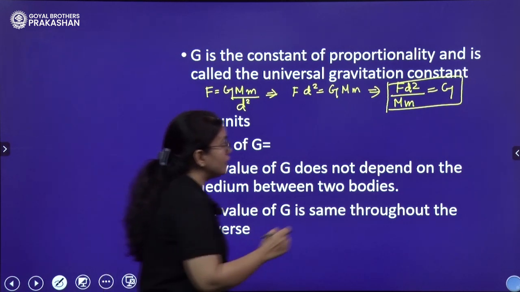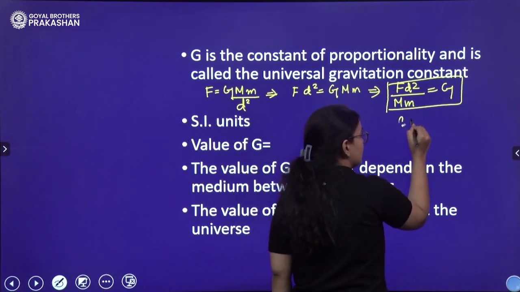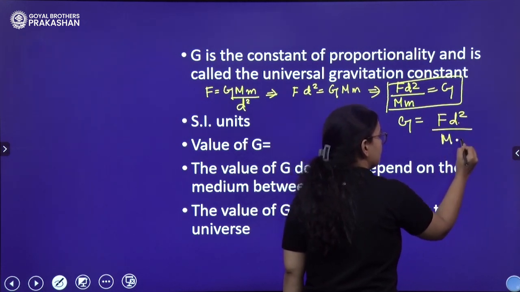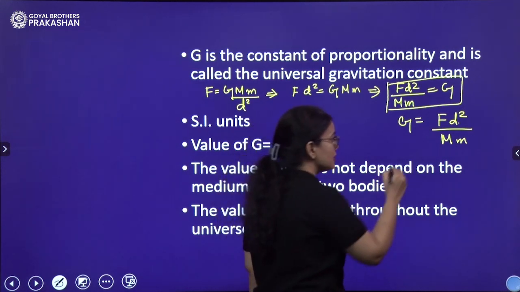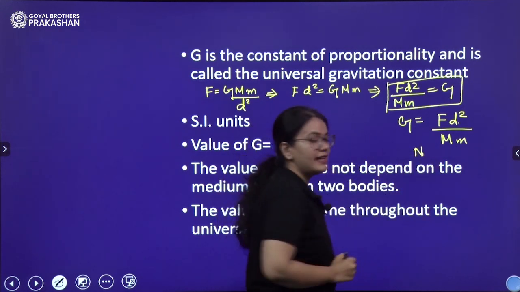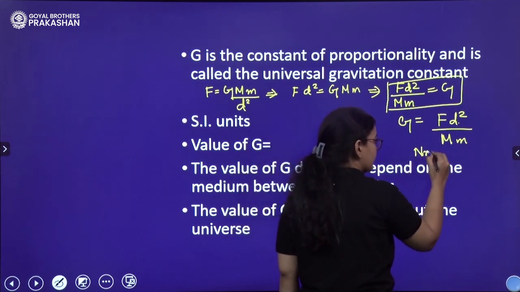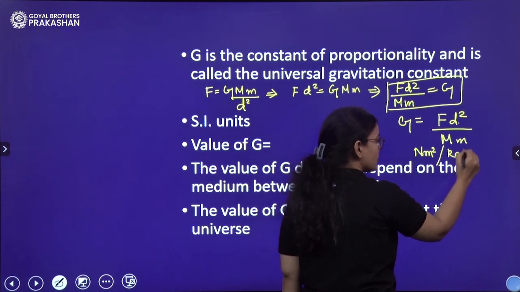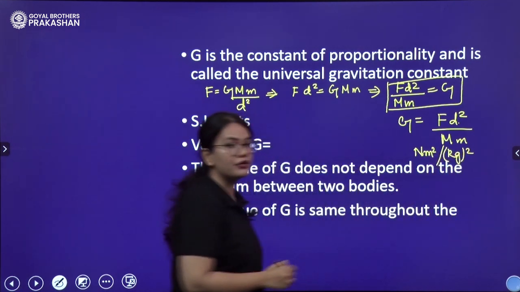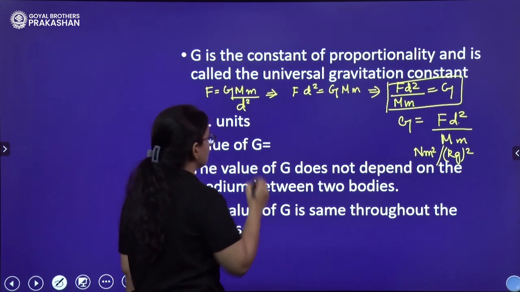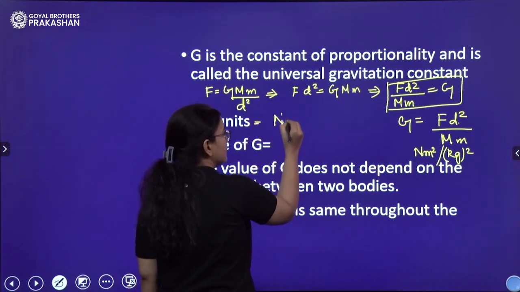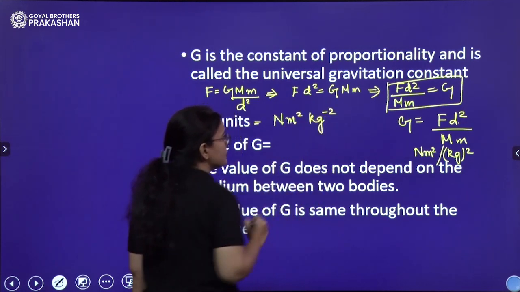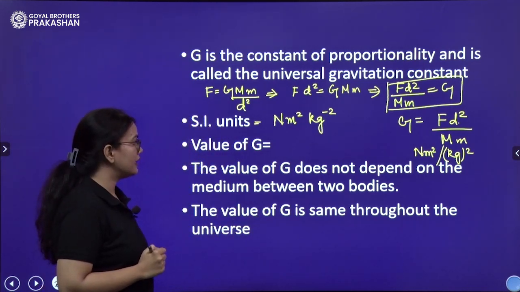Okay. Now try to guess the SI unit of G from here. See, G is F d square upon capital M into small m. SI unit of force is Newton. SI unit of distance square is meter square. In the denominator we have mass into mass, that means kg square. So this becomes the SI unit of universal gravitational constant. So the SI unit is Newton meter square kg to the power minus 2.